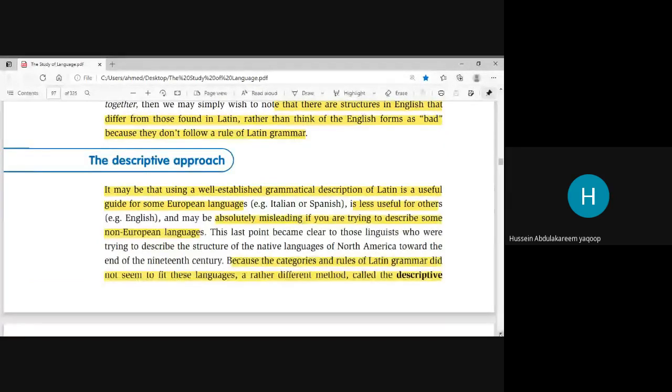Now, with the descriptive approach, we have something else. With the descriptive approach, we have something else. But I guess before we go to talk about the descriptive, which is the modern, I guess we need to stop for a while, maybe for 3 minutes, and then we resume our class. Okay? Okay.